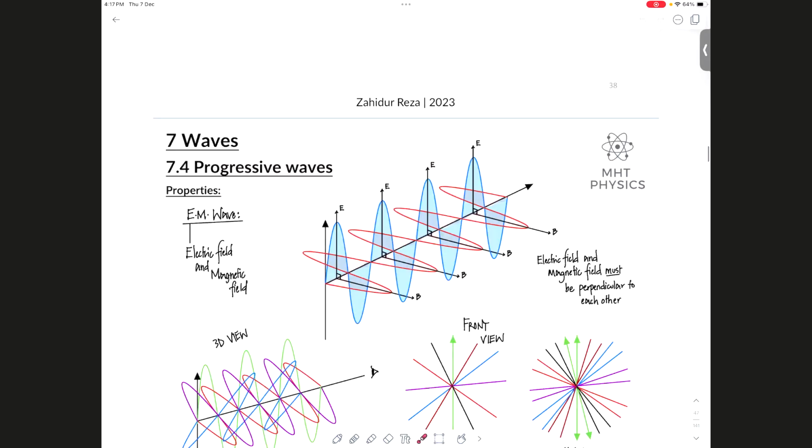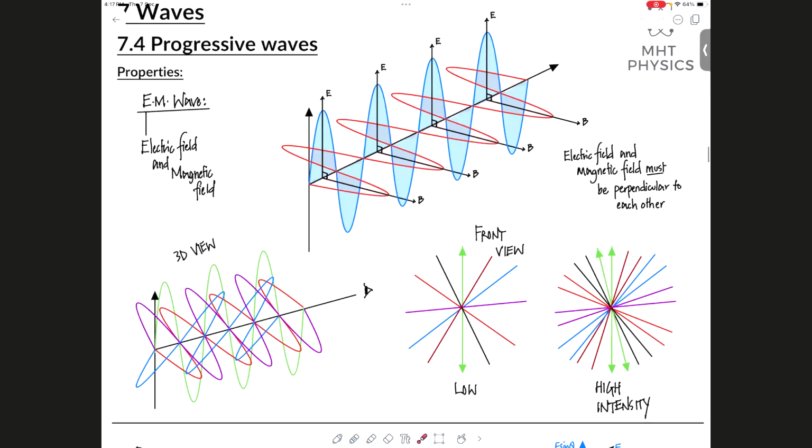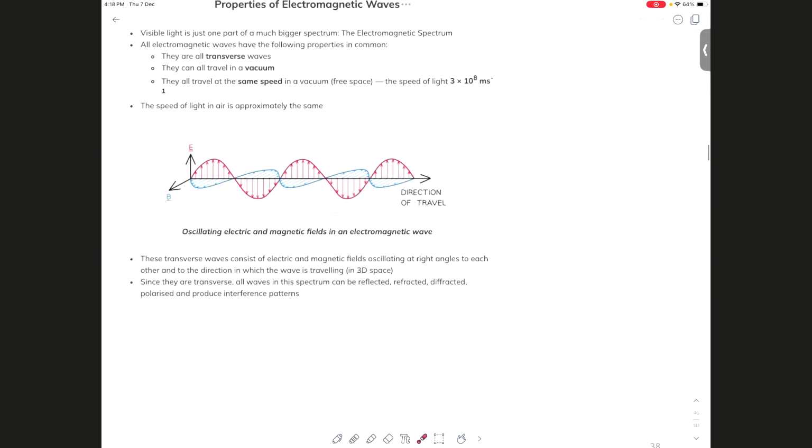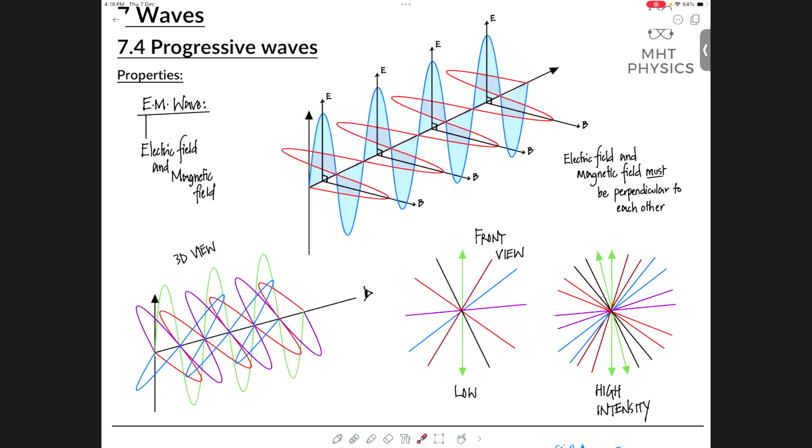A new topic. Actually, we'll be wrapping up the topic. It's called polarization. Right, so before we move on, I'll ask you some questions, see if you can answer them. Can you tell me what electromagnetic waves are made up of? Why do we call them electromagnetic waves? What's unique about them?